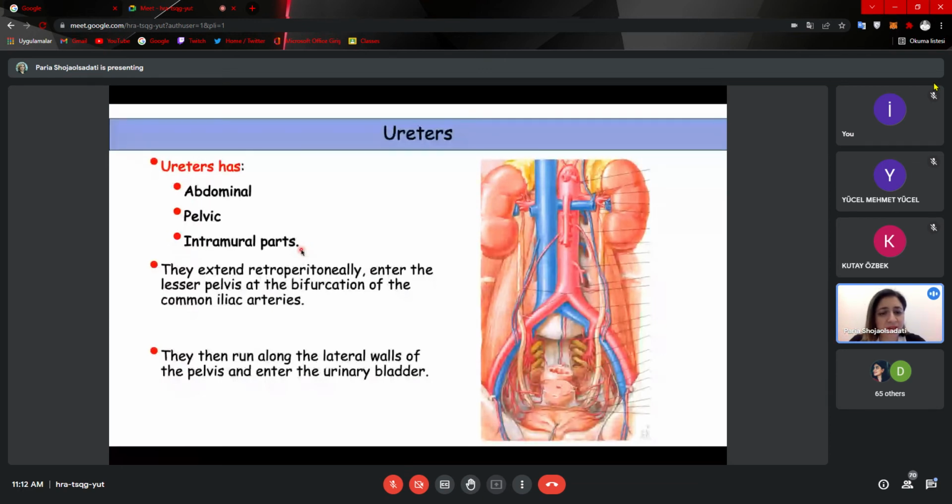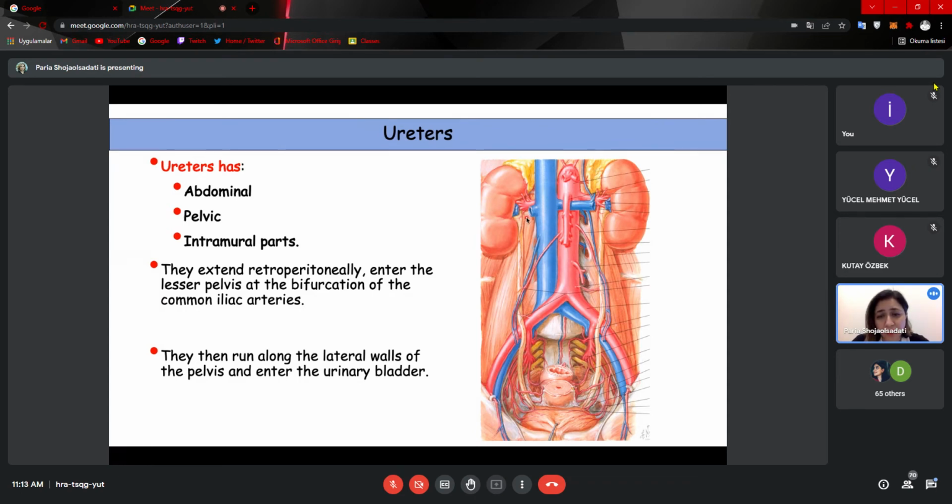This organ extends retroperitoneally, entering the lesser pelvis at the bifurcation of the common iliac artery. You can see it clearly there. This is the level of the pelvic rim, the level where this organ crosses the bifurcation of the common iliac artery. And then they run along the lateral wall of the pelvis and enter the urinary bladder from the posterolateral side.